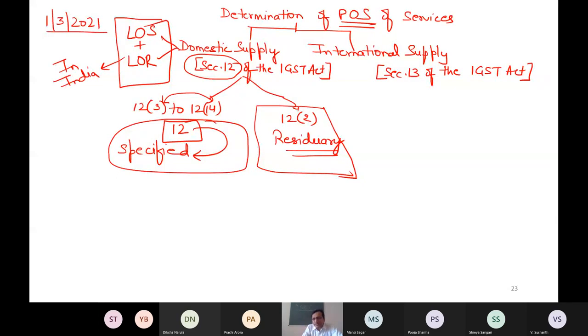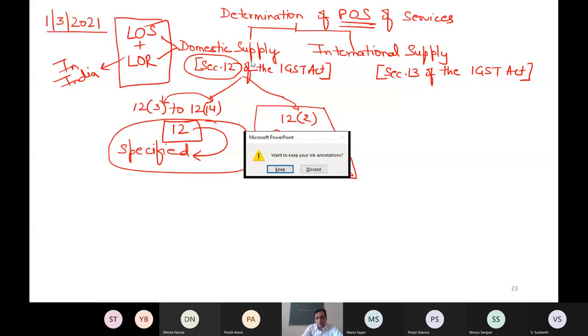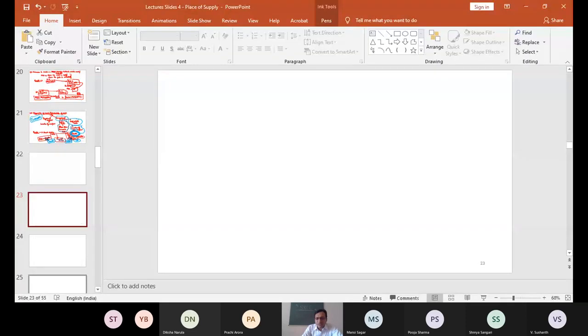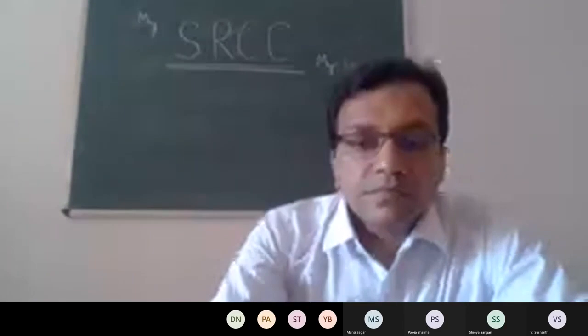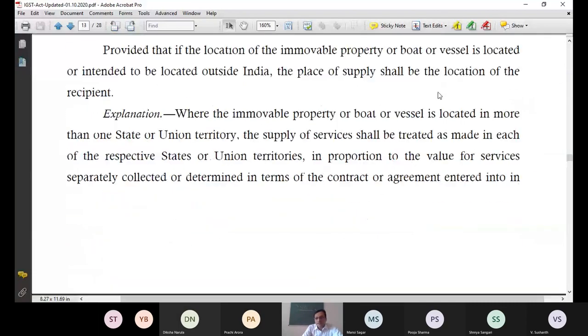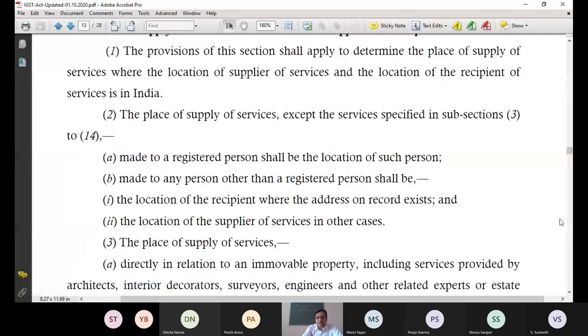Now let me share with you the Act, and then I will start assuming examples of different subsections of section 12. Let me share with you the IGST Act again. I have already shown that in the earlier lecture also, but let me show you this again. I hope it is visible. Only tell me if not visible, otherwise I am assuming that it is clearly visible.